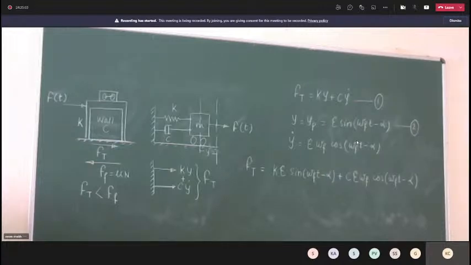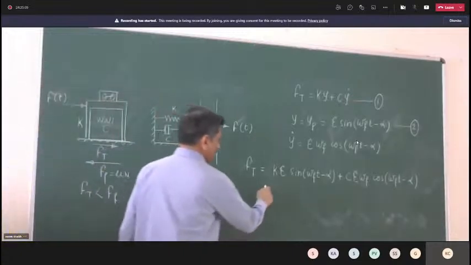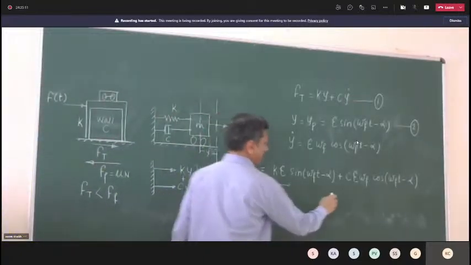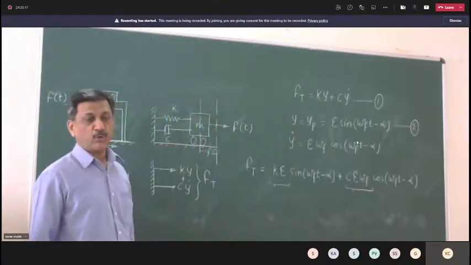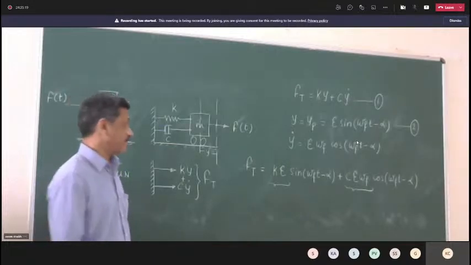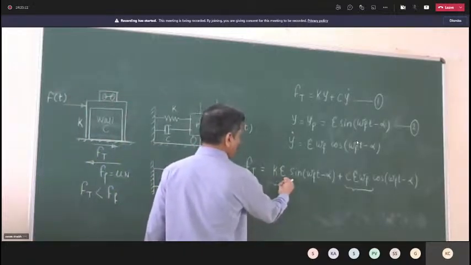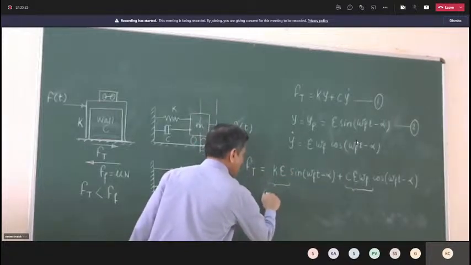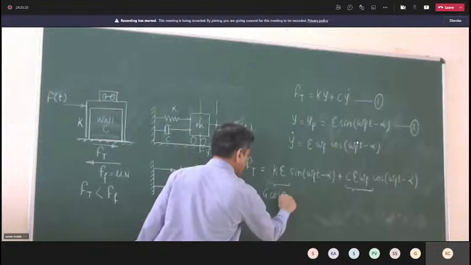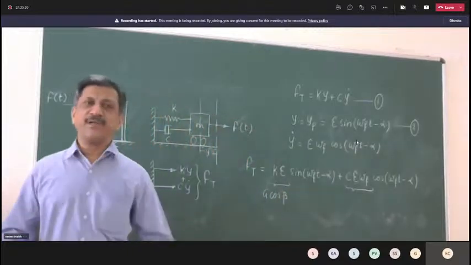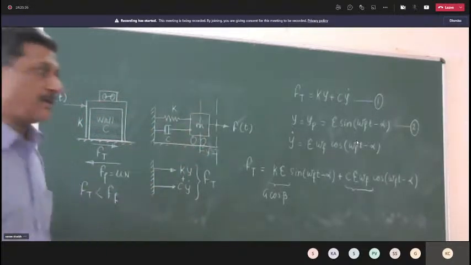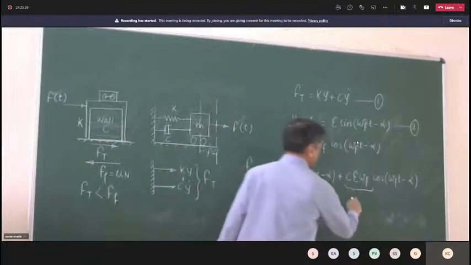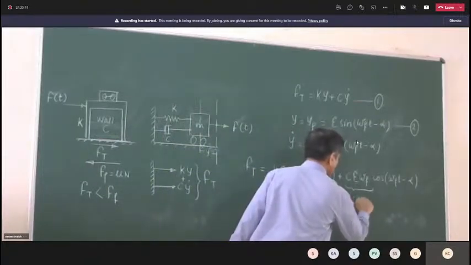If I want to simplify this equation, again I will use the same mathematical adjustments. If I want to convert it in sin A plus B, K and E are constants, so I can call this as G cos beta, where G and beta are some other constants. These two constants I am representing in the form of some other constant, and this I will represent as G sin beta.